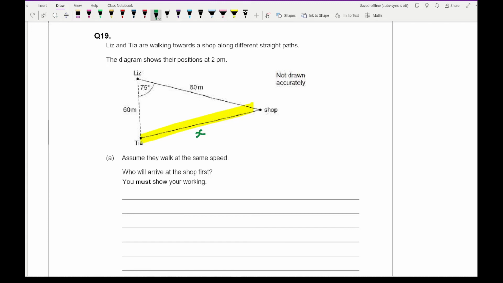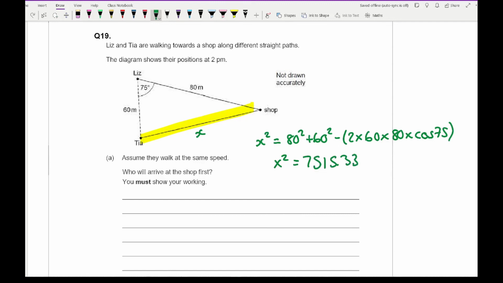So for this, we've got x squared equals 80 squared plus 60 squared minus 2 lots of 60 times 80 times cos 75. If I type that all into my calculator, I get an x squared value of 7515.337167. And so x equals 86.69 miles or meters, I'm guessing it's miles. So that's how far Tia has travelled. So that's Tia's distance.